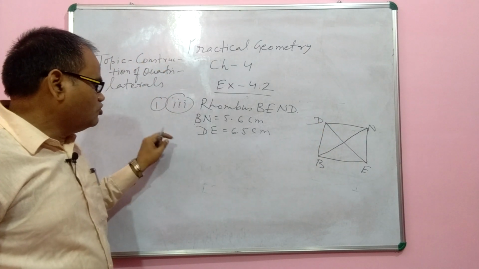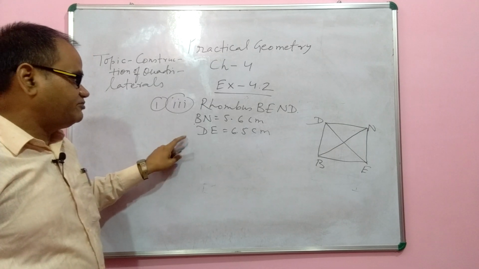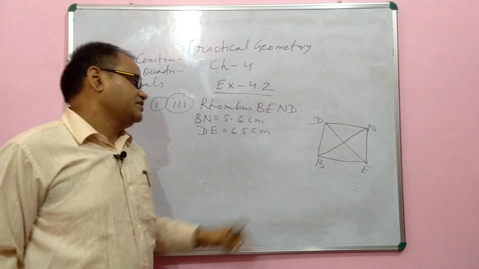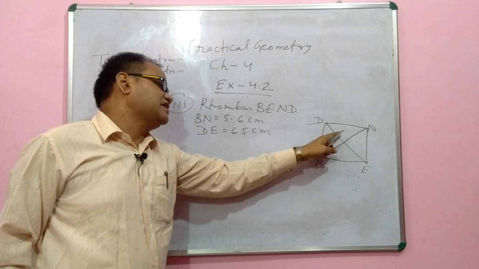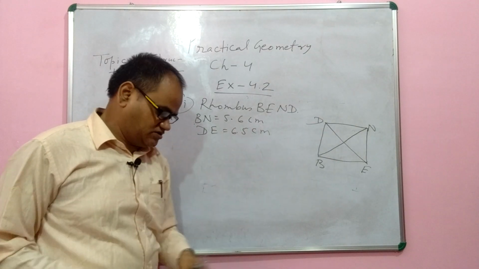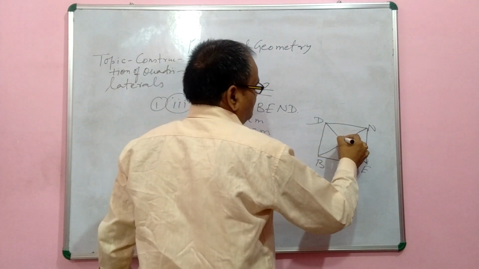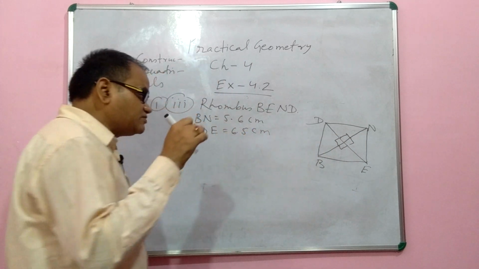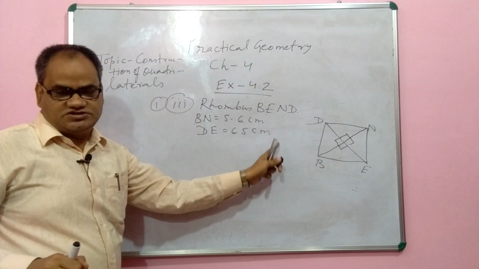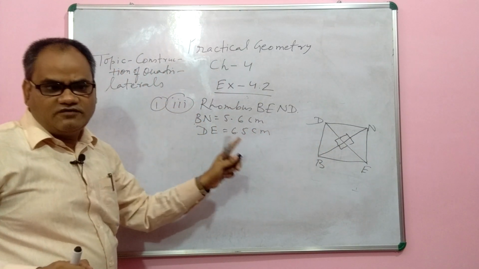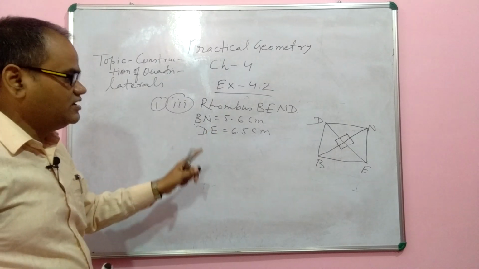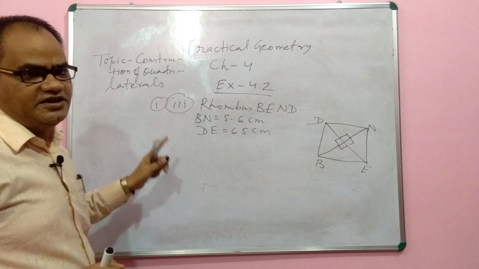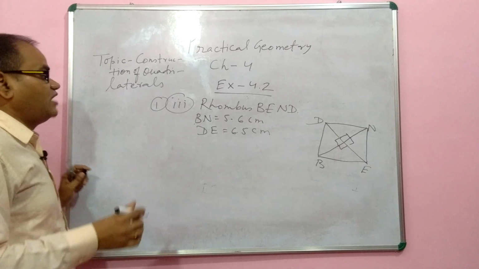Now you have studied in chapter 3 one of the properties of rhombus. Diagonals of rhombus bisect each other at right angles. So with the help of this property of rhombus, you will construct this. What is the property? Diagonals of rhombus bisect each other at right angles. Bisect means divide into two equal parts. Then how will you construct?